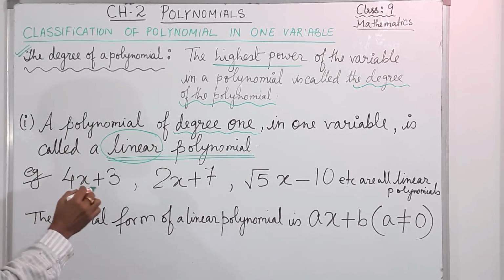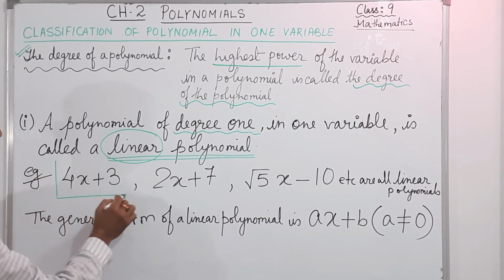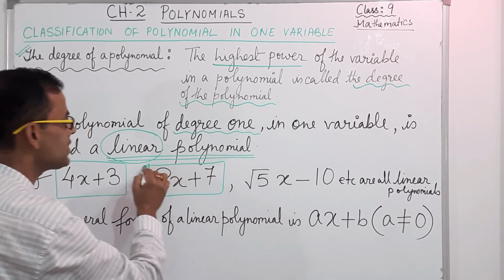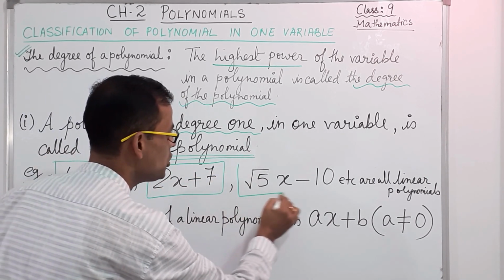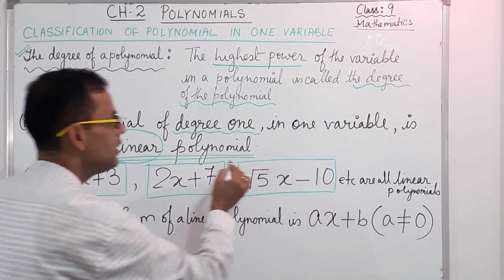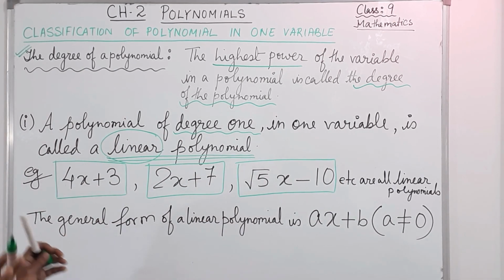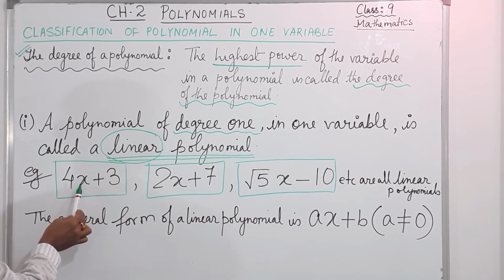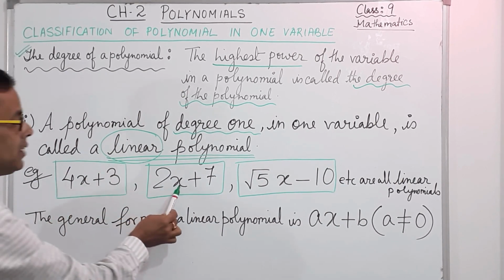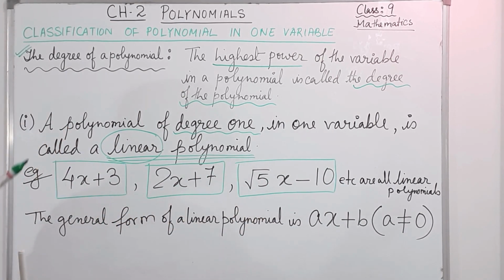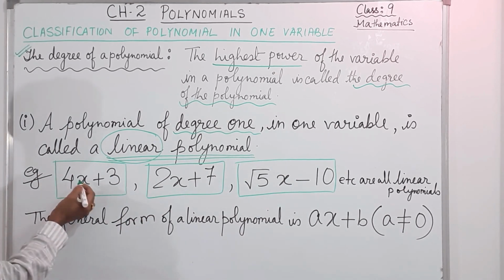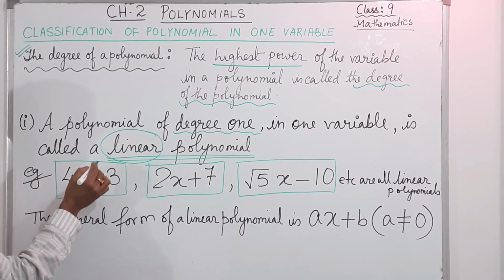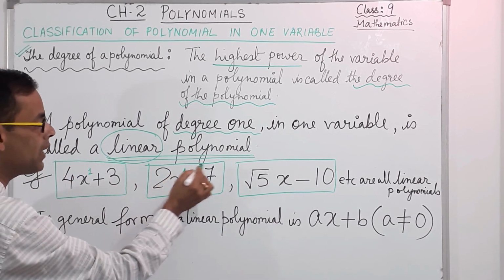So many examples I have written. One example is 4x plus 3, another example is 2x plus 7, another example is root 5x minus 10. They are all linear polynomials. See, it is of one variable. Here variable is x. Here variable is x. So only one variable. And what is the power? This x has what power? No power means 1 is always there.